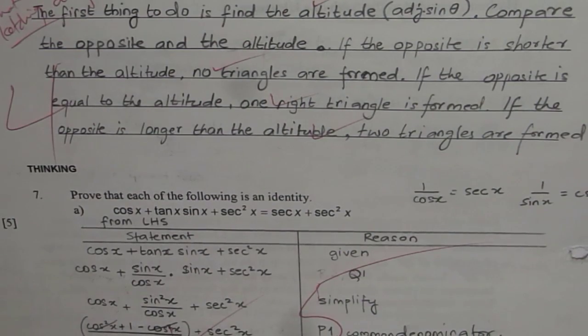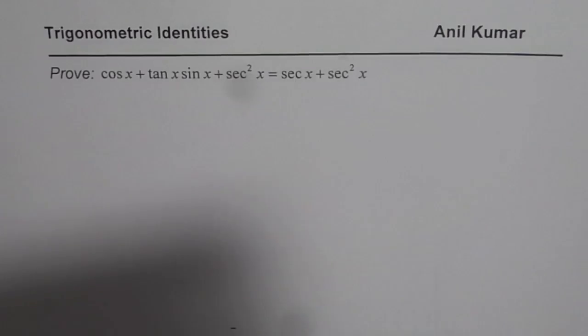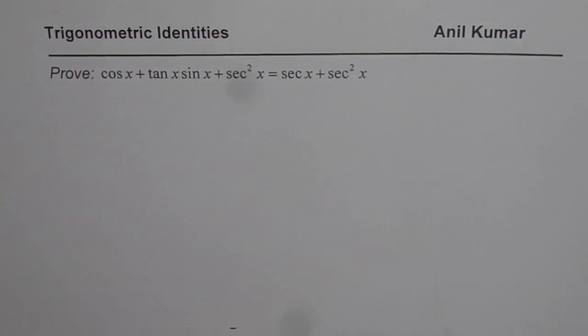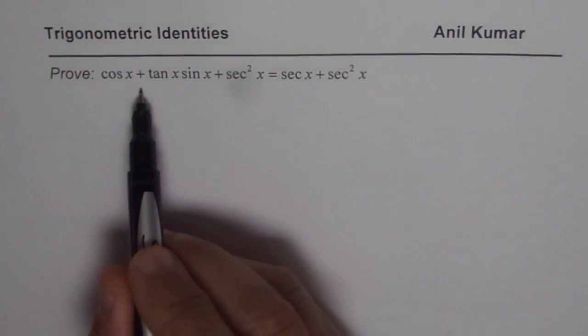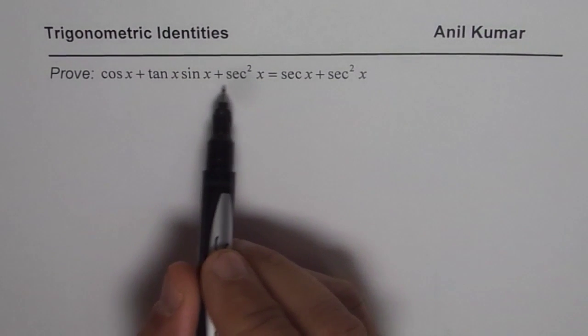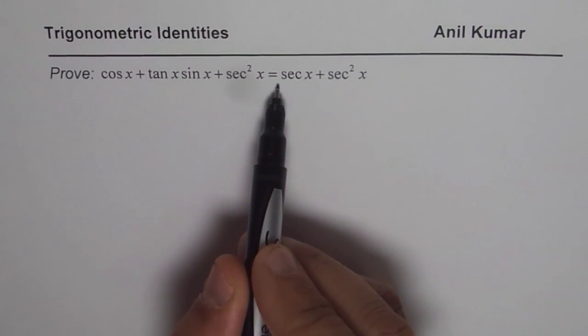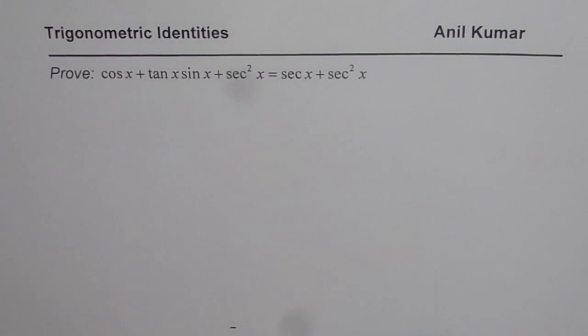Here is a question on trigonometric identities which we will look at in detail. The question here is, prove cos x plus tan x sin x plus secant square x is equal to secant x plus secant square x.